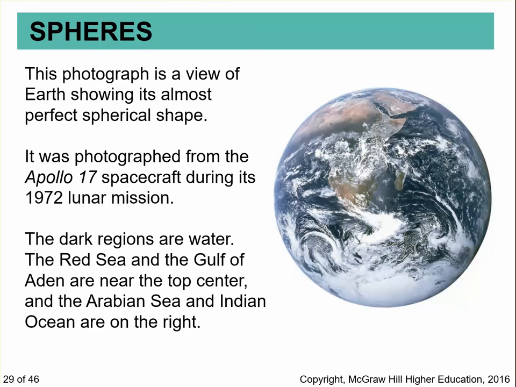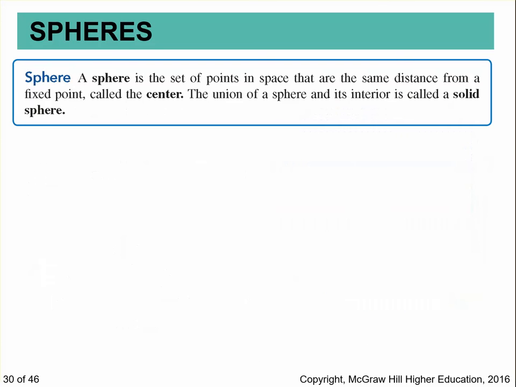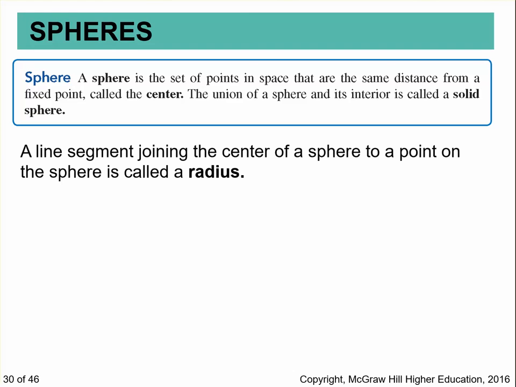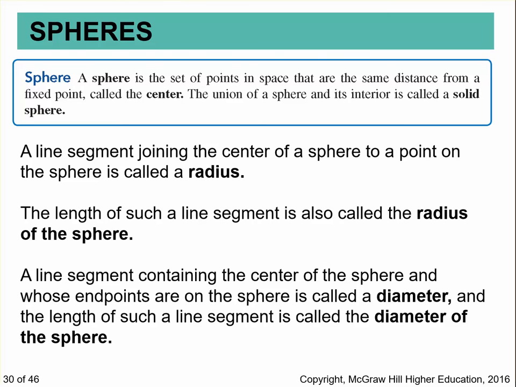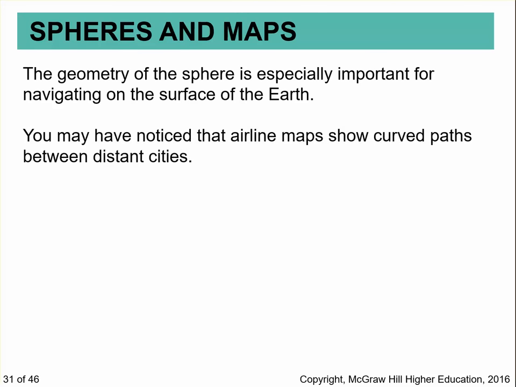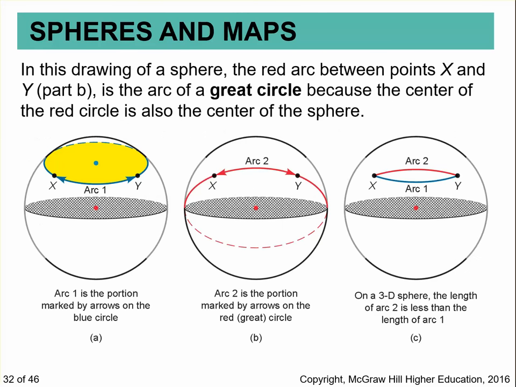and then spheres, like the Earth. Spheres have a radius, and they have a diameter. There's a thing called a great circle, which is the biggest circle you can draw on a sphere. That's pretty cool.